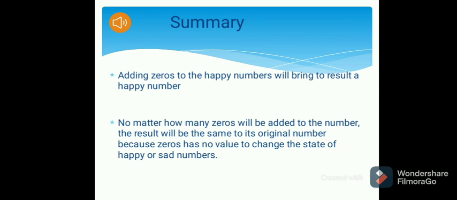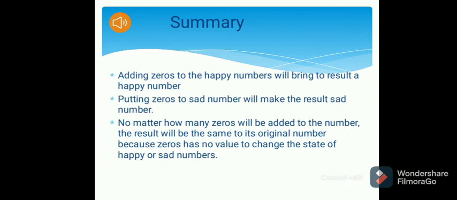Adding zeros to the happy numbers will bring the result a happy number, and putting any zeros to the sad numbers will make the result a sad number. No matter how many zeros are added to the number, the result will be the same as its original number because 0 has no value to change the state of a happy or sad number.